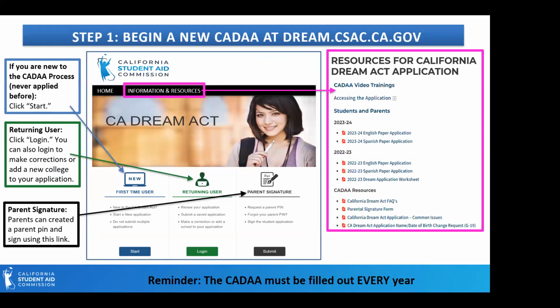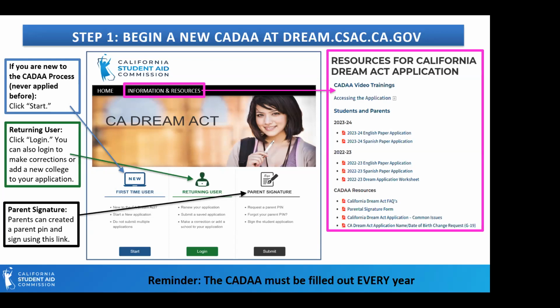So from our landing page, you will see the DREAM Act website, and you will be presented with 3 options. The first one in blue is for first-time users, and this is for individuals that have never before applied, and you will select the Start button. Second is returning user in green. If you are a returning user, you are someone that either started an application and had to come back to complete it. You need to renew your application.